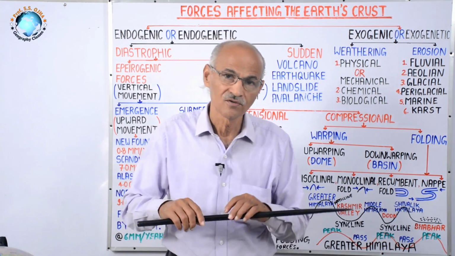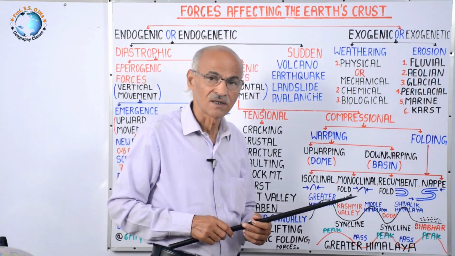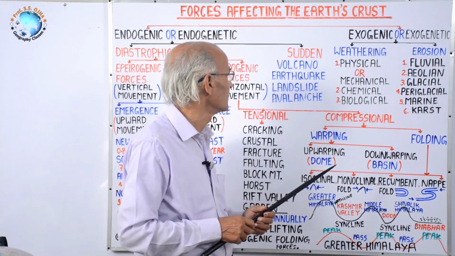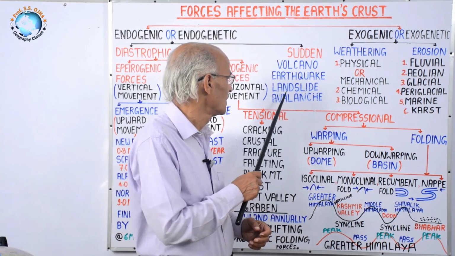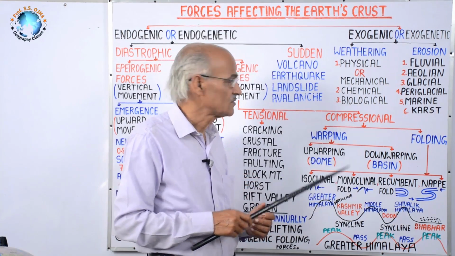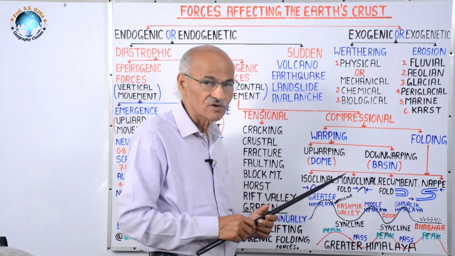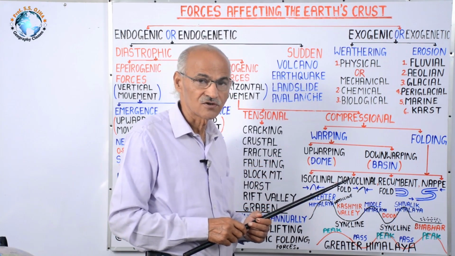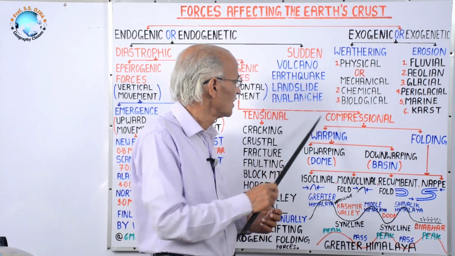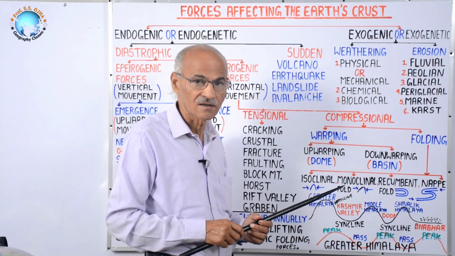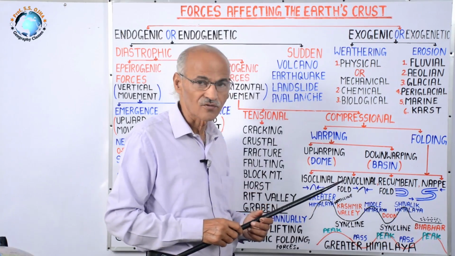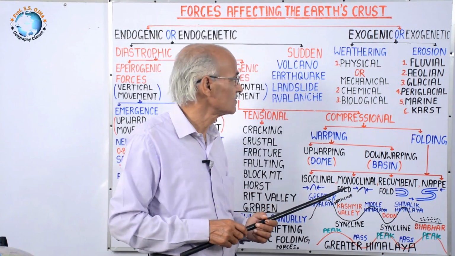That's why, taking the example from this story, we can say that it is the gravitational force that causes landslide or avalanche. In spite of the exogenic force, if there is no gravity force, then these two happenings cannot occur. That's why these two have been put in the sudden forces and endogenic forces.